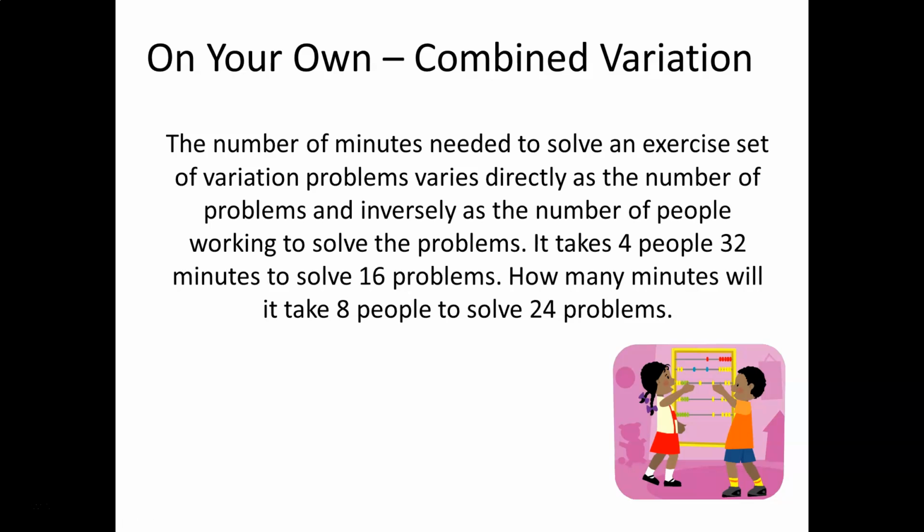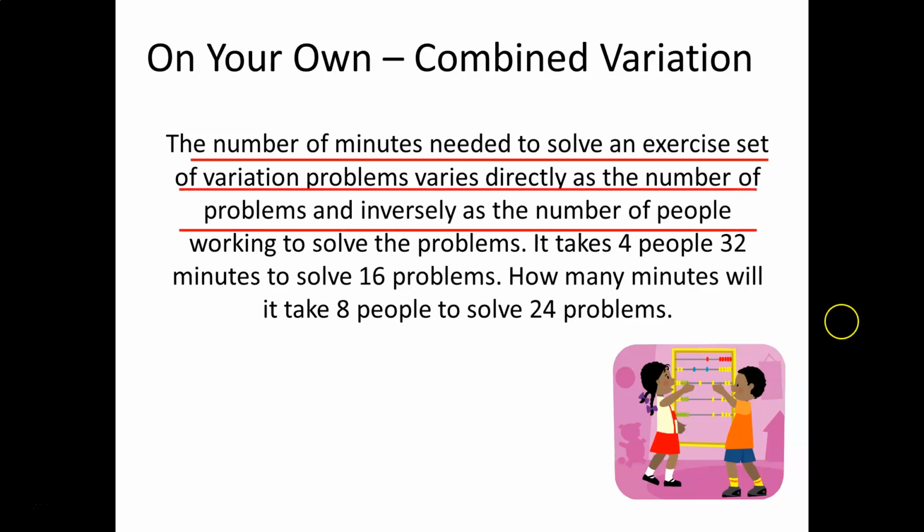Okay, are you ready for an on your own? Let's read through this problem. The number of minutes needed to solve an exercise set of variation problems varies directly as the number of problems and inversely as the number of people working to solve the problems. It takes 4 people 32 minutes to solve 16 problems. How many minutes will it take 8 people to solve 24 problems? So this is where we're going to get our information. It's also important to label because problems and people both start with P. This becomes a little problematic because it's annoying to have a large P and a small p as variables.